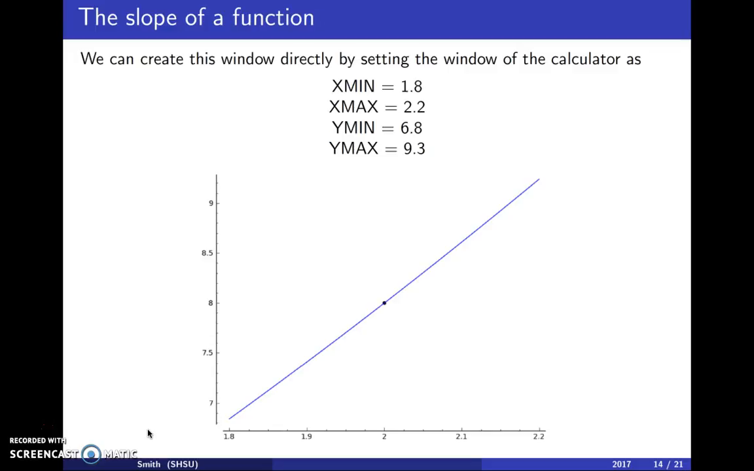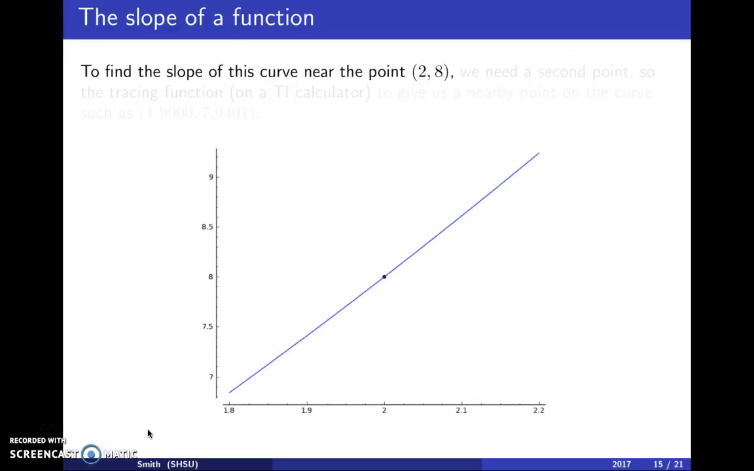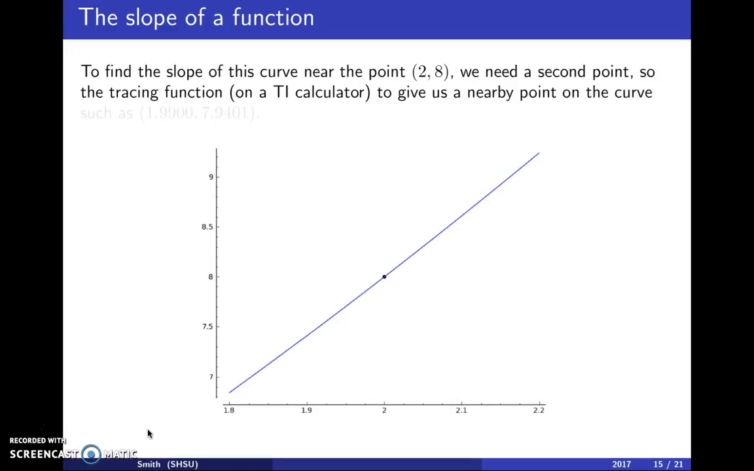We can do that on a graphing calculator by typing in xmin, xmax, ymin, and ymax as shown here, and hitting the graph button on a TI calculator. To find the slope of the curve near (2,8), we need a second point. So if I'm using a TI calculator, I can use the trace function and find some nearby point on the curve, such as this one.